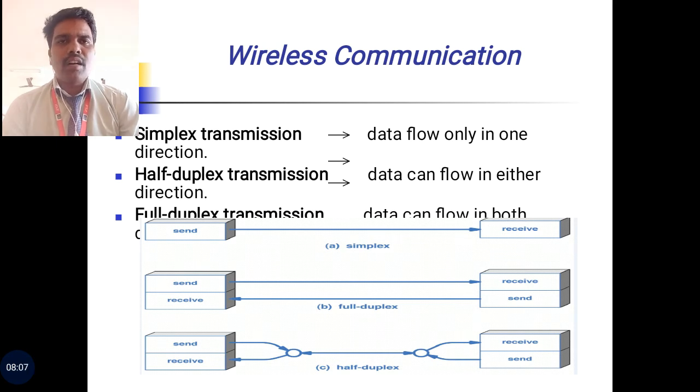And the second one is half duplex transmission. Data can flow in either direction. The sender sends the information, the receiver receives the information, and after that resends the information. Not simultaneously; after receiving, then sending. So it is not a simultaneous process. In full duplex transmission, data can be transmitted and received simultaneously. An example of full duplex is mobile communication, and a half duplex transmission example is the walkie-talkie.